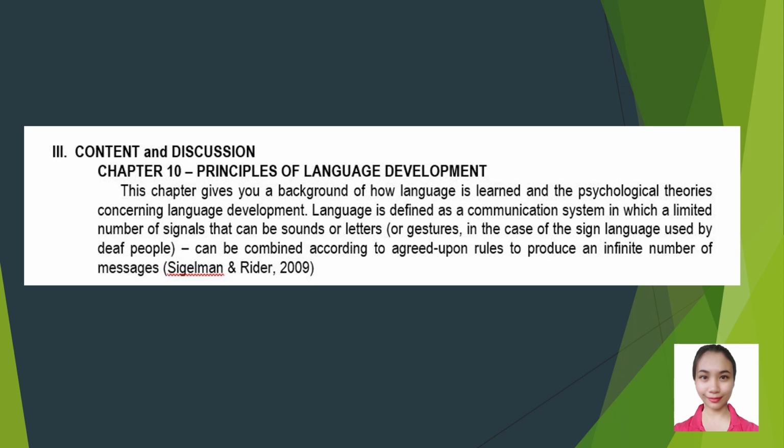So module number 10 also covers our chapter 10, which is entitled Principles of Language Development. This chapter gives you a background of how language is learned and the psychological theories concerning language development. Language is defined as a communication system in which a limited number of signals, that can be sounds or letters, or in other way around, gestures in the case of the sign language used by deaf people, can be combined according to agreed upon rules to produce an infinite number of messages.